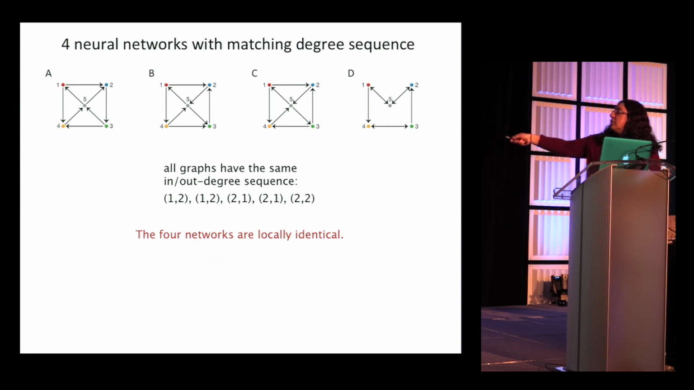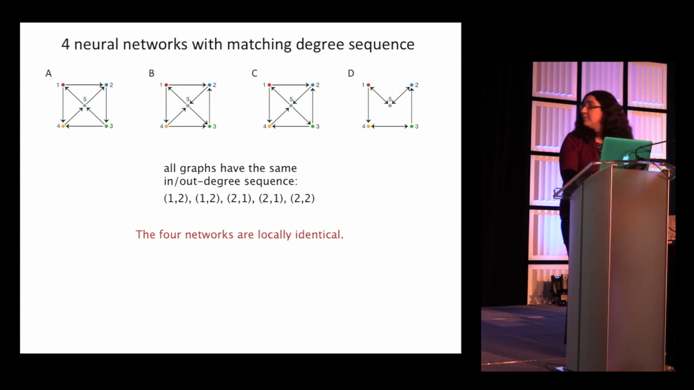2, 2 is the node 5 in the middle, right? It has 2 in and 2 out. That degree sequence is identical. So in terms of connectivity statistics, there is 0 difference between these graphs. And of course, the model has identical neurons. Locally, everything is the same. So these 4 networks are locally identical, okay? But the dynamics are totally different.